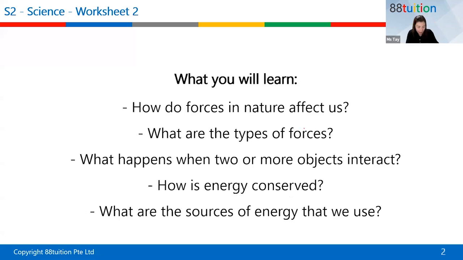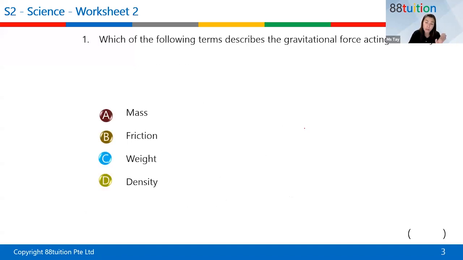So these are the things that you will learn for this topic. We are still at the beginning part, right? So question 1 is quite simple, quite direct. If you have already gone through my lesson last week, you should know that gravitational force acting on an object is actually weight we are talking about. Mass is what is contained inside our body, and then the gravity pull will determine our weight.